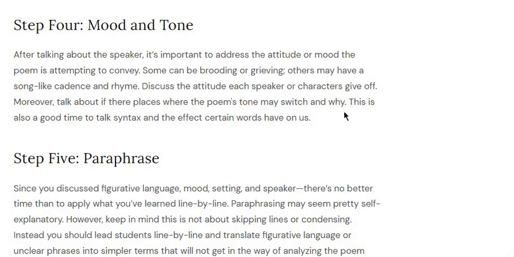If it's switching from one mood to another, from one tone to another, so you need to understand, maybe the poet was happy at the beginning but now sad at the end and he's reminiscing something about his past, or maybe he was happy in the start and he's sad towards the end. Okay, so you need to understand the tone. This is also a good time to talk syntax and the effect certain words have on us. So syntax, the structure of a sentence, what kind of effect it has on us.